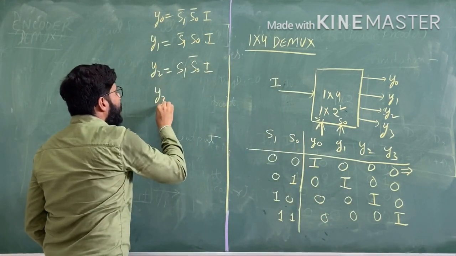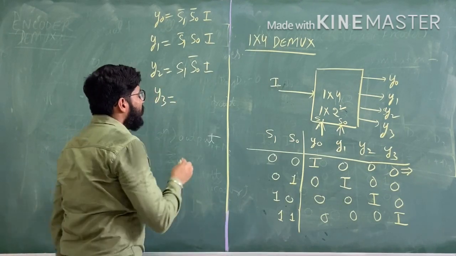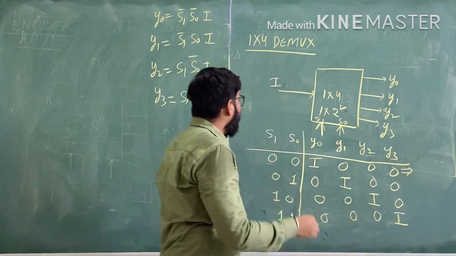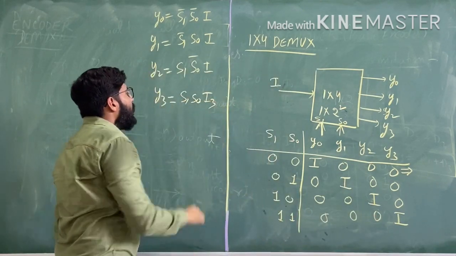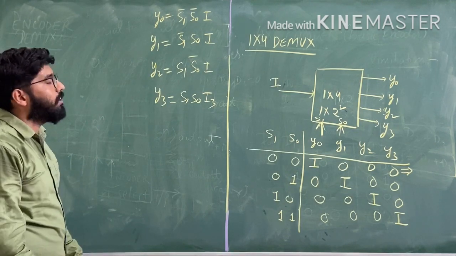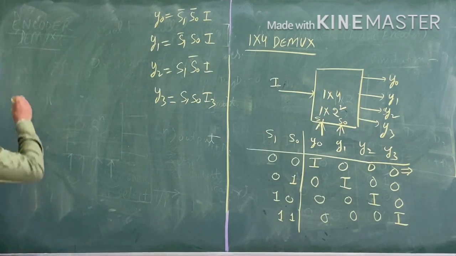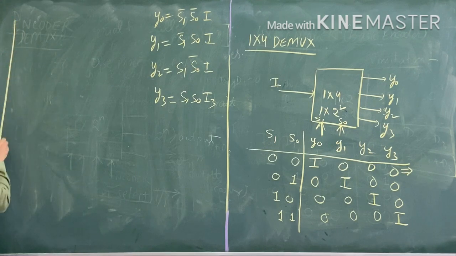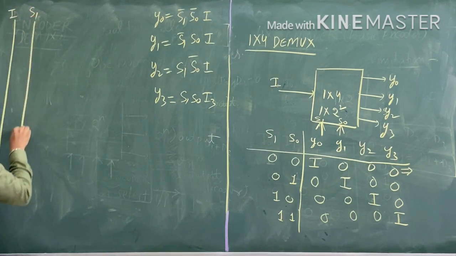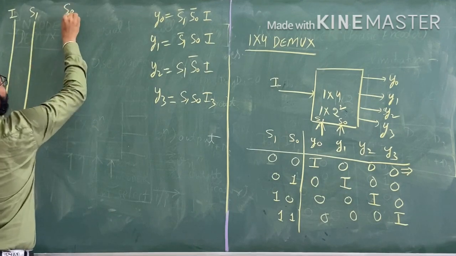If we write y3 equals S1 is 1 and S0 is also 1, and we multiply with I3. In this way we write the expression in terms of S1, S0 and I. Now we see here 3 inputs are there. This is I, this is S1 and this is S0.